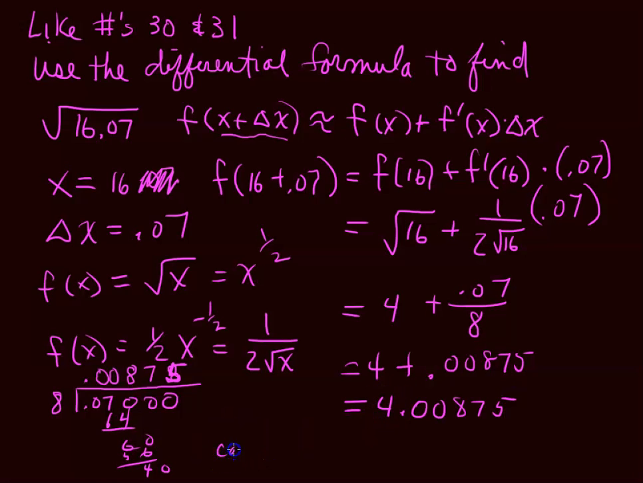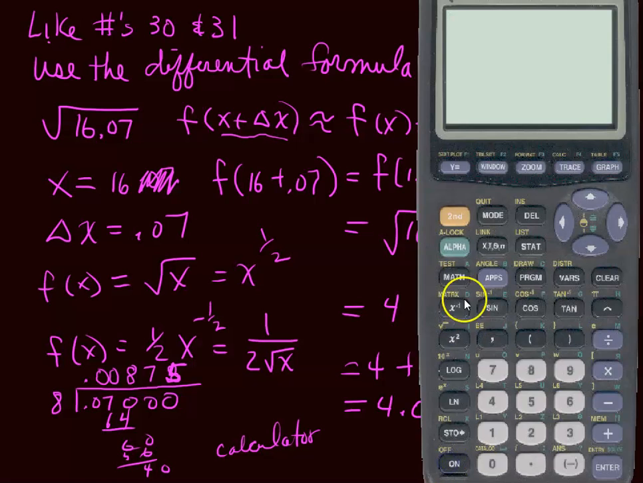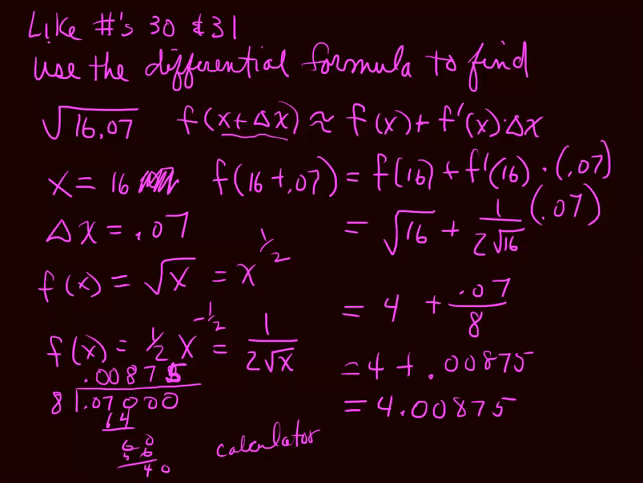Now on your calculator, what does it give you for the square root of 16.07? Well, let's get a calculator and find out. So, square root 16.07. According to the calculator, 4.00874. Well, we're off a little bit. Calculator says 4.00874. Pretty close, though, if you wanted to do it by hand.